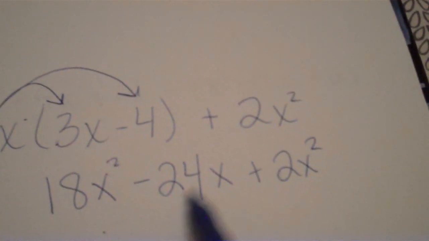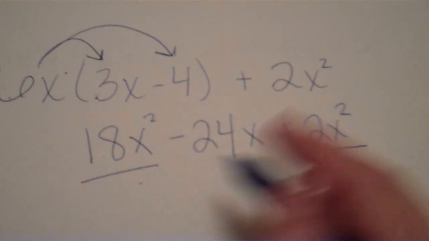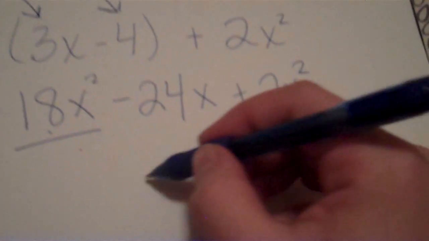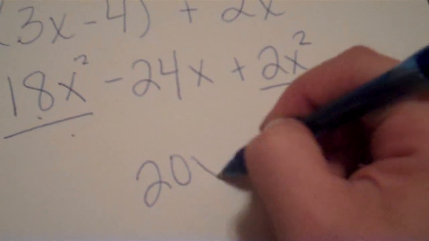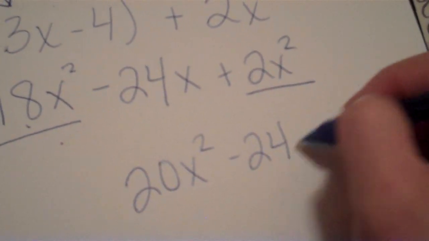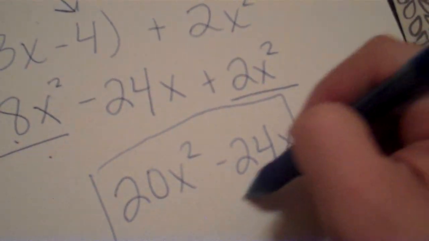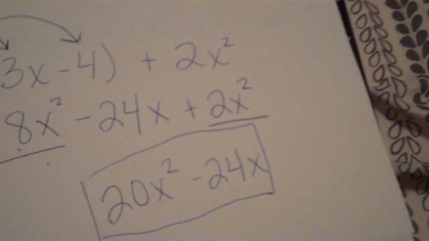So same thing. Can I combine anything here? Well, yeah. This and this are both x squareds. So 18 plus 2 is 20x squared. And then I write minus 24x because there's no other x's to combine it with. Yet again, if I'm confusing you, press pause, let it stop.